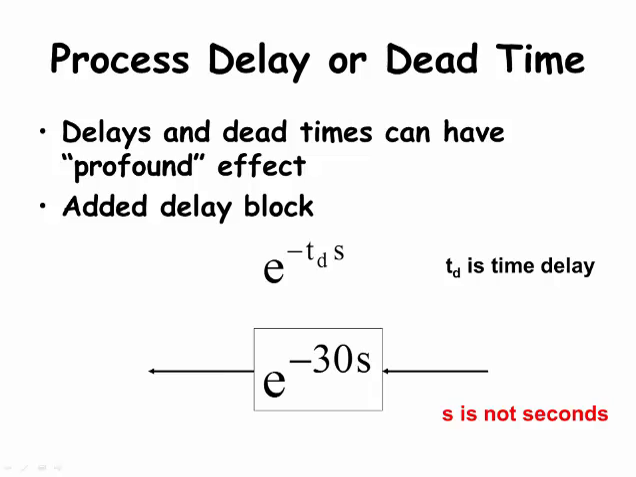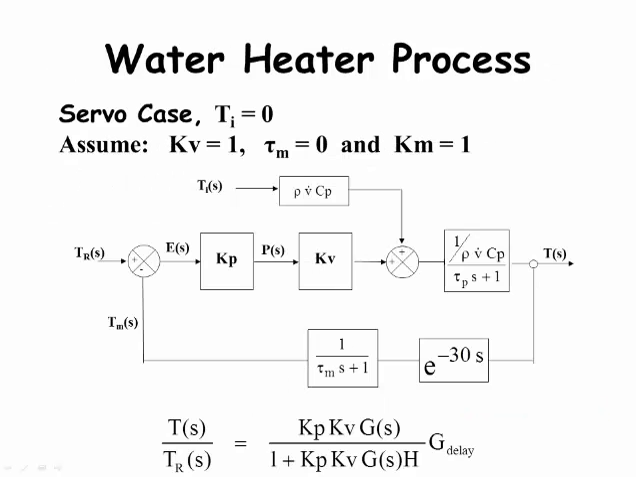This video will describe how to add the sample delay in MATLAB commands to model the time-dependent process response with the delay. I will use the water heater process to illustrate how to add the time delay. We will handle the servo and regulator problems separately to keep the transfer function simpler. With the servo case, Ti equals 0. Again, to simplify the problem, we will assume the actuator gain kV equals 1 and the sensor feedback element Km equals 1 because tau m equals 0. For this example, we will place the time delay in the sensor feedback element.